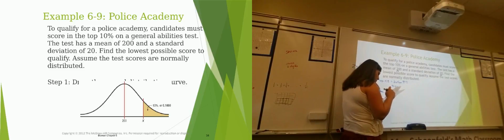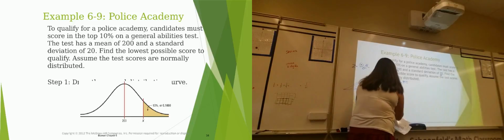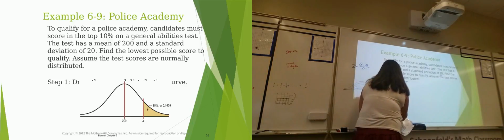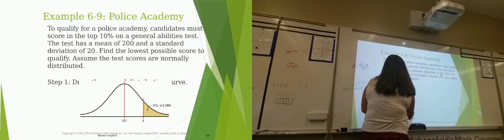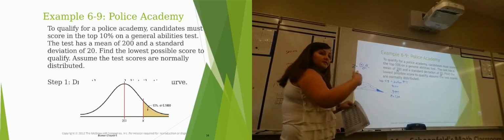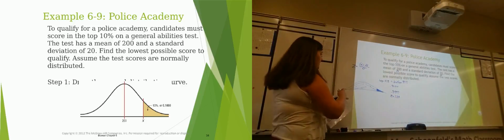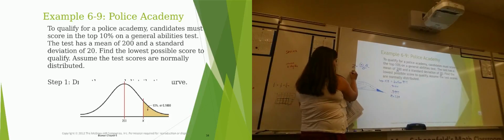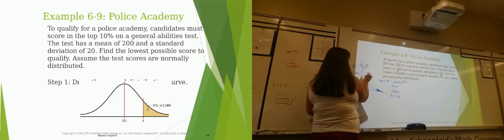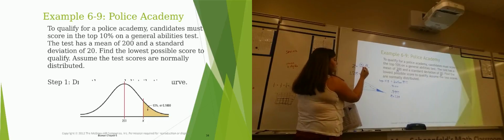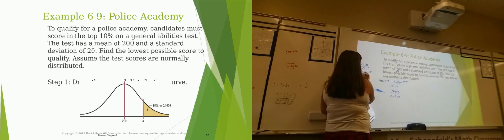1.28. I think so, yeah. So that z-score is 1.28. I said that wrong. Okay, so now that I found my z-score from looking at my chart and going backwards, I can plug it into this formula. So I have 1.28 equals, I still don't know my x, my mu didn't change, so minus 200 over my sigma of 20.